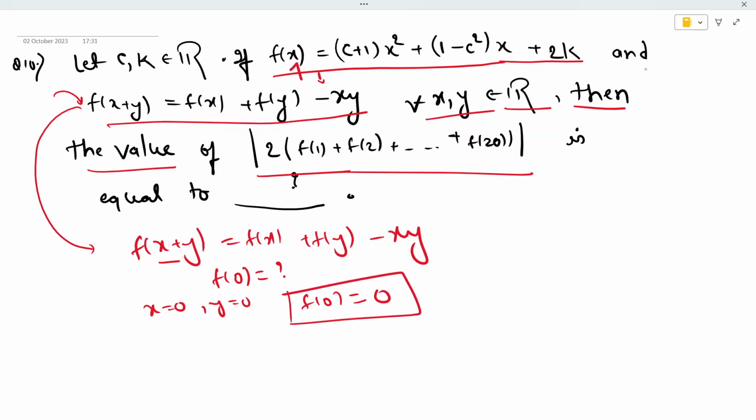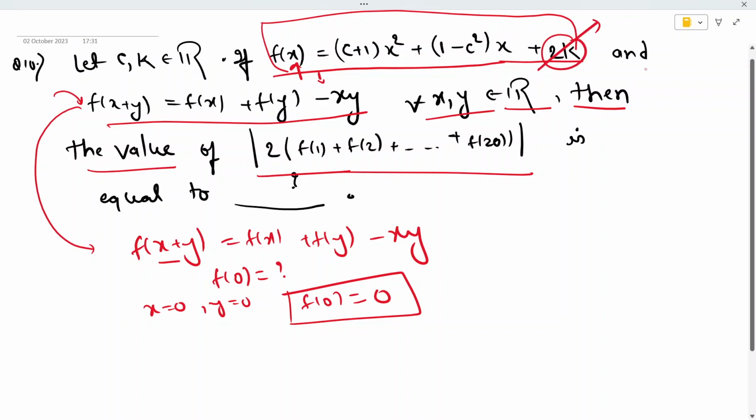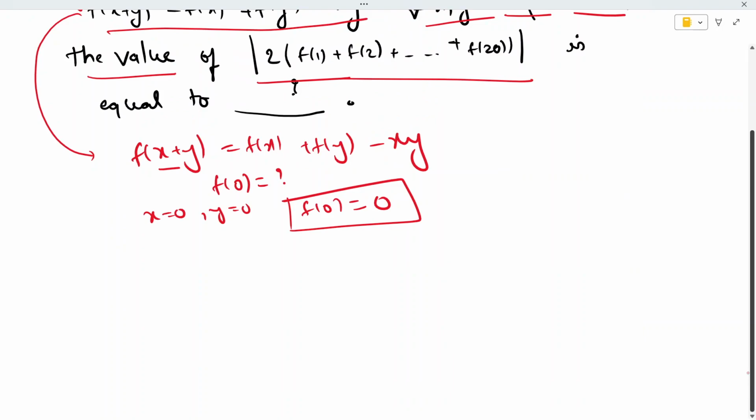So look, if we substitute 0 here in this function, you have given another function, that same function. So you got the value of f0. So this is a useless thing you have given. You have already given. So the first part we have solved. Now we have to find this. So now we have given f of x plus y is equal to f of x plus f of y, okay, minus xy.